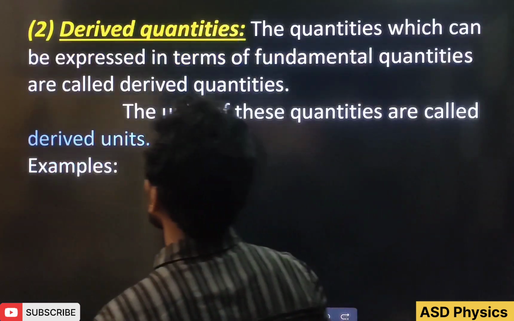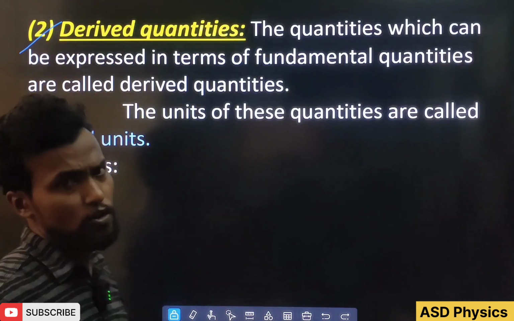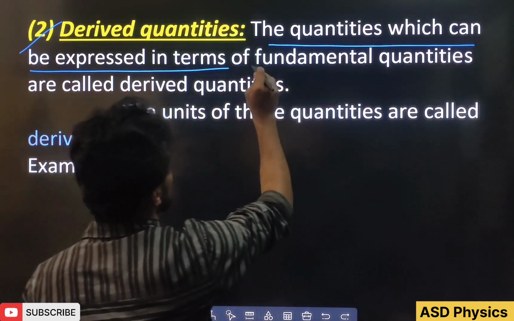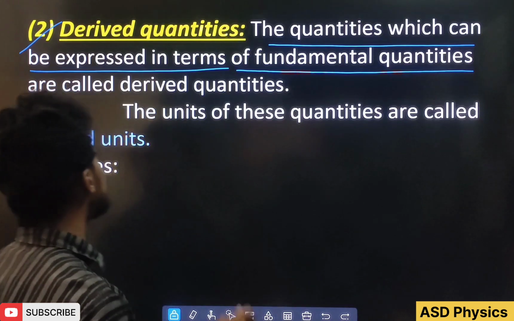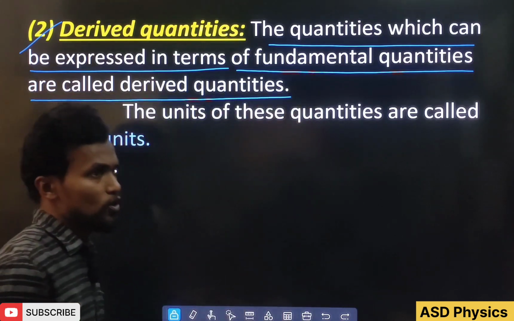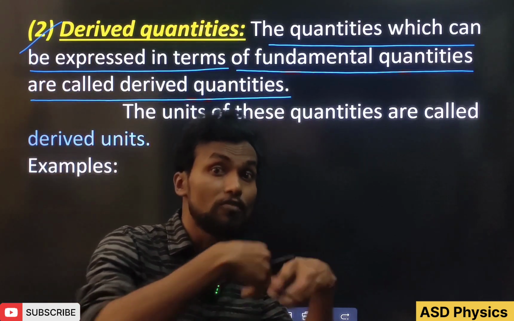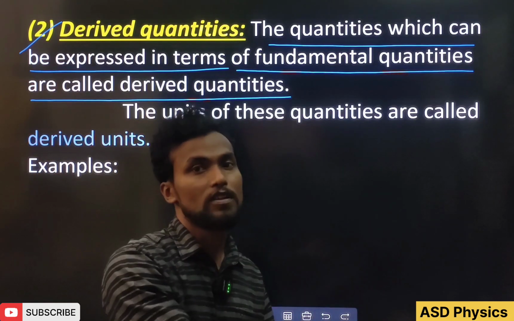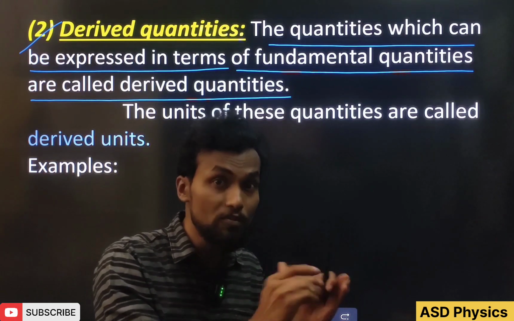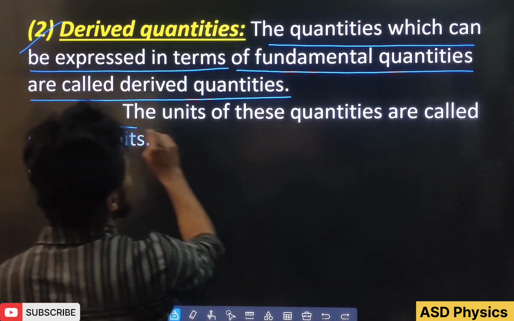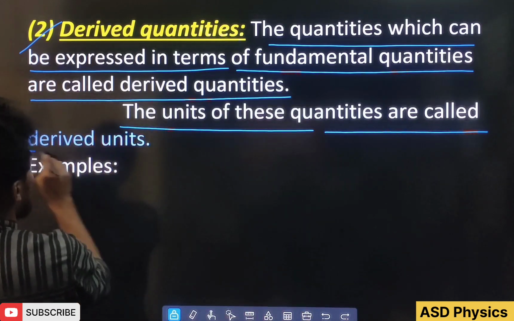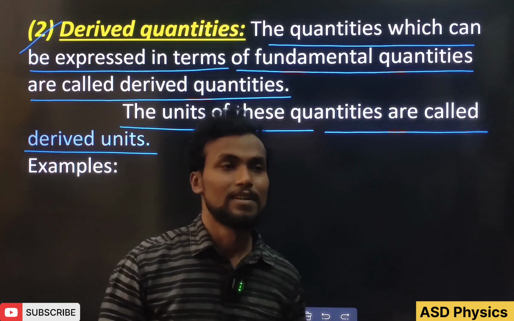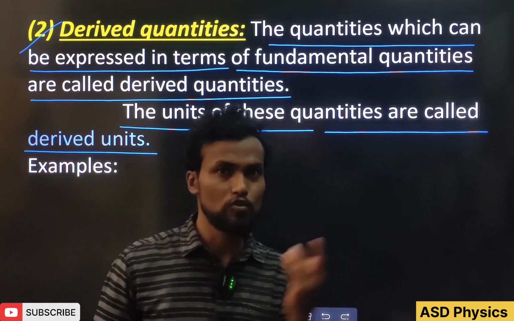Okay, great. Now after that, the second kind of physical quantity is derived quantities. The quantities which can be expressed in terms of fundamental quantities are called derived quantities. This thing is very important when we write the dimensional formula of derived quantities, because those dimensional formulas will always be in terms of fundamental quantities. The units of these quantities are called derived units. How many derived units are there? So many. Like fundamental 7 plus supplementary 2, but derived units are so many.